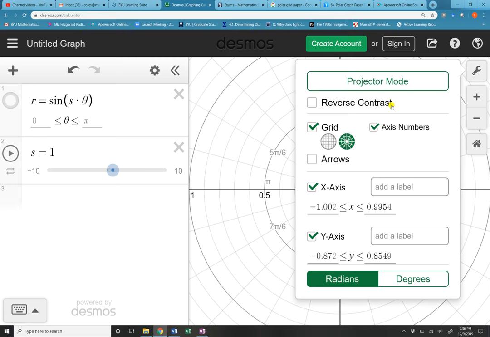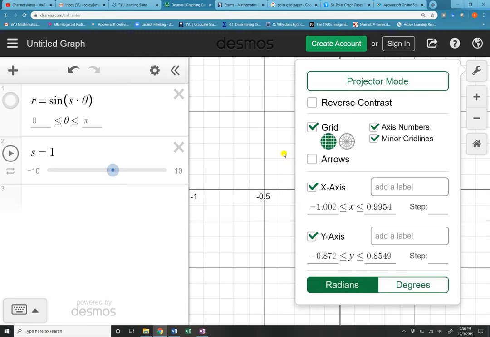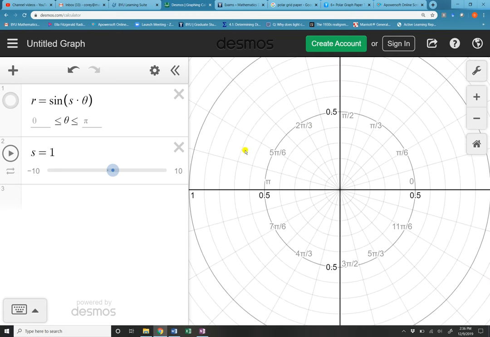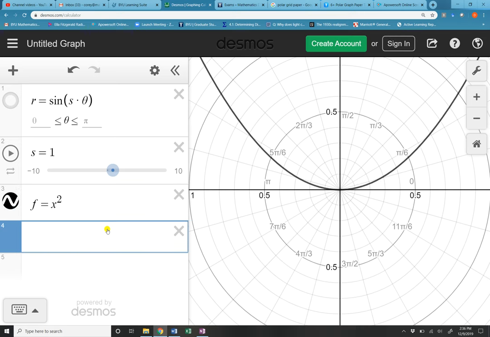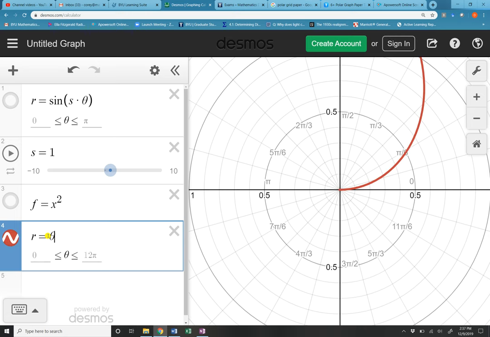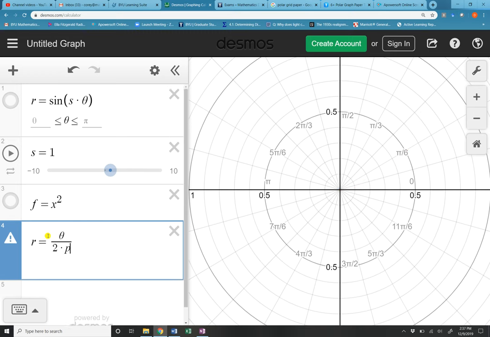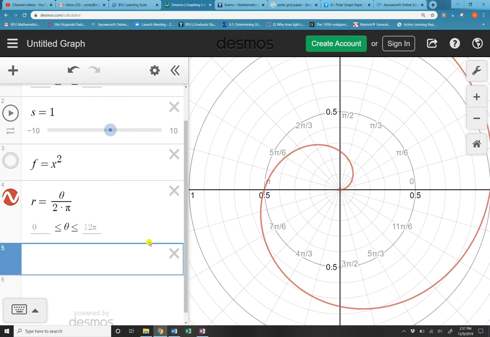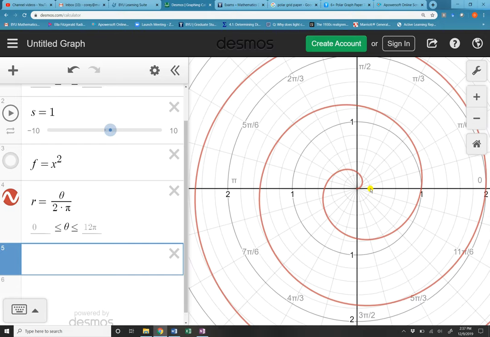Okay. So on Desmos, Desmos usually looks like this. You've got the Cartesian grid, but if you want to change it, you can go to the little wrench up there in the right hand corner, and then on the grid you can click on the polar one. If you type f equals x squared, it doesn't think about it in terms of polar. So if you want to graph polar coordinates, you have to use r and theta. Okay? So r equals, and you just type in the word theta, and when you get to the end, it will turn it into the symbol. So there, I just graphed r equals theta divided by 2 pi.